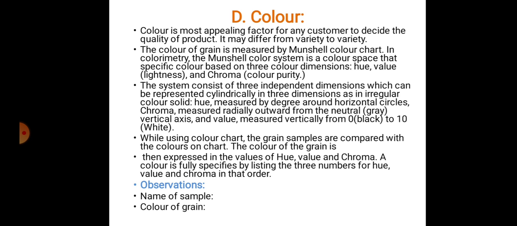The system consists of three independent dimensions, which can be represented cylindrically in three dimensions as an irregular color solid: hue measured by degree around horizontal circles, chroma measured radially outward from the neutral gray vertical axis, and value measured vertically from 0 black to 10 white. While using the color chart, the grain samples are compared with the colors on the chart. The color of the grain is then expressed in the values of hue, value, and chroma. A color is fully specified by listing the three numbers for hue, value, and chroma in that order. Observations: name of the sample, color of the grain.